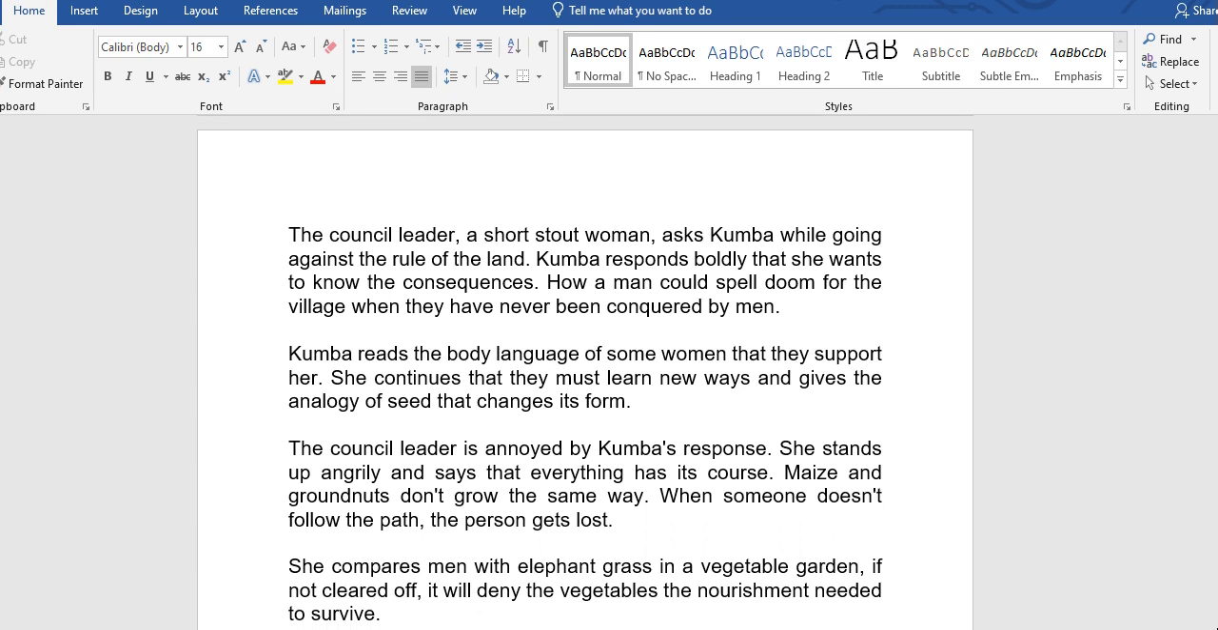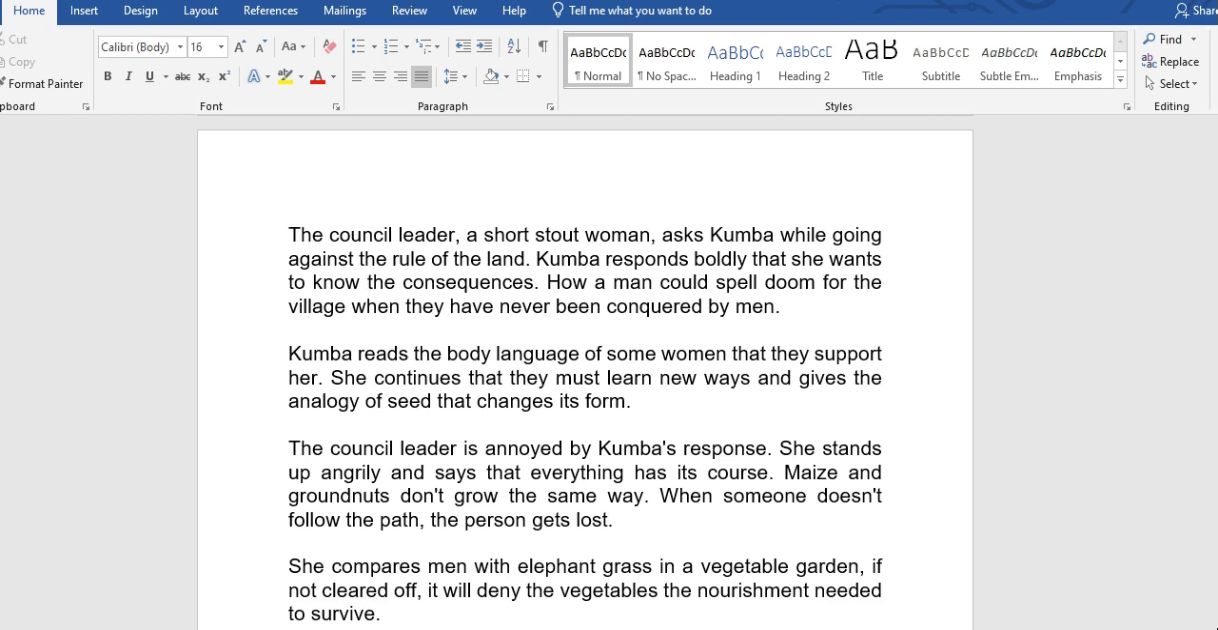The council leader, a short-statured woman, asked Kumba why she was going against the rule of the land. Kumba responds boldly that she wants to know the consequences. How a man could spell doom for the village when they have never been conquered by men. That is, she is saying she wants to know the consequences. What could be the results?